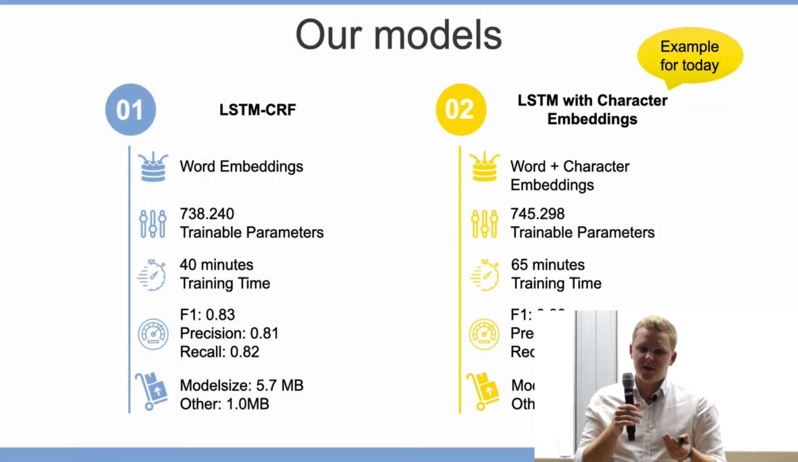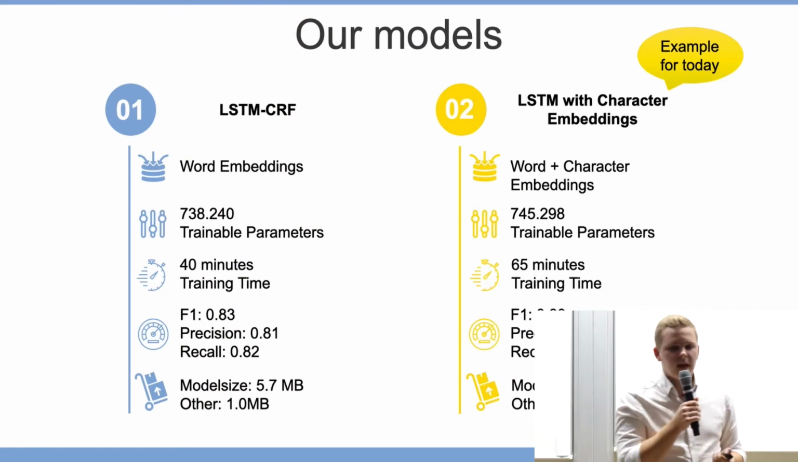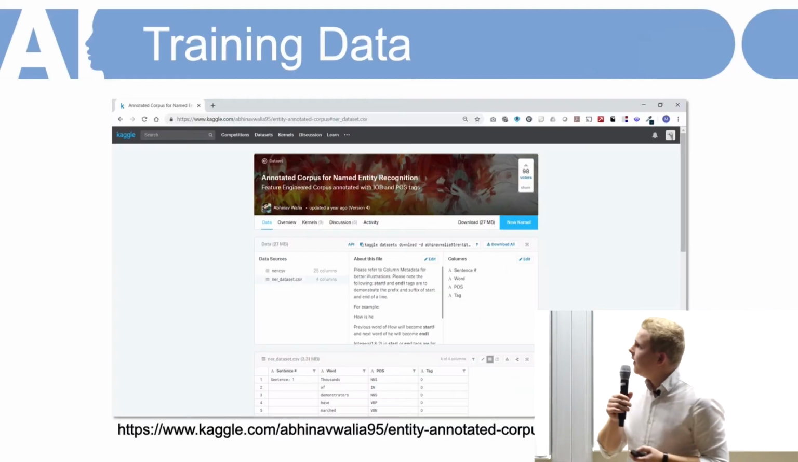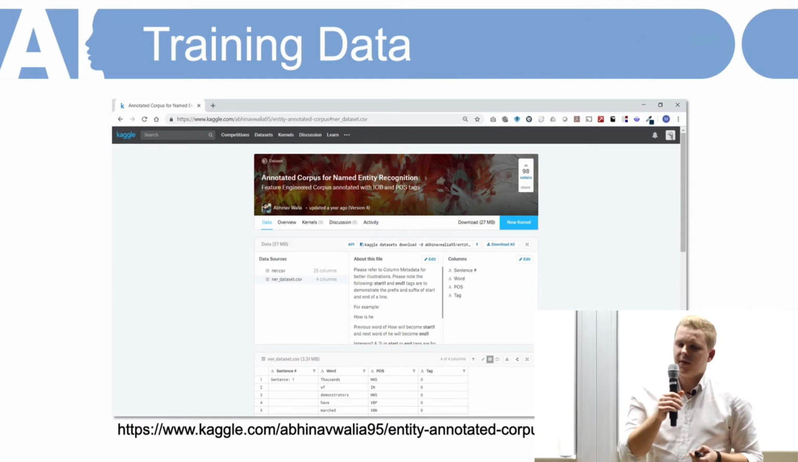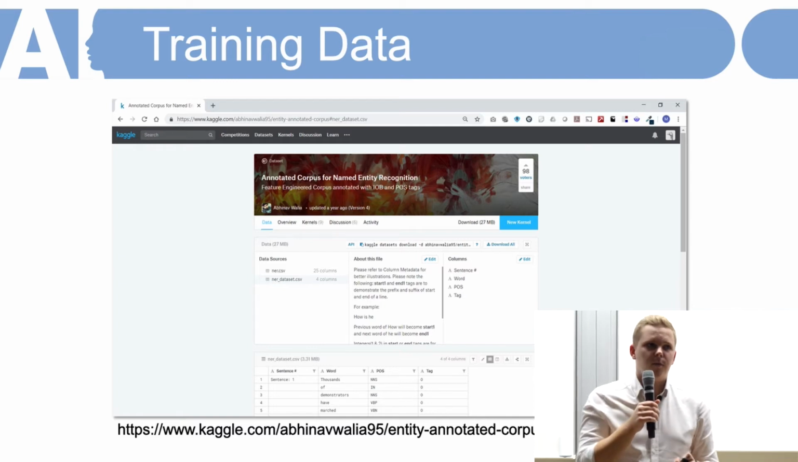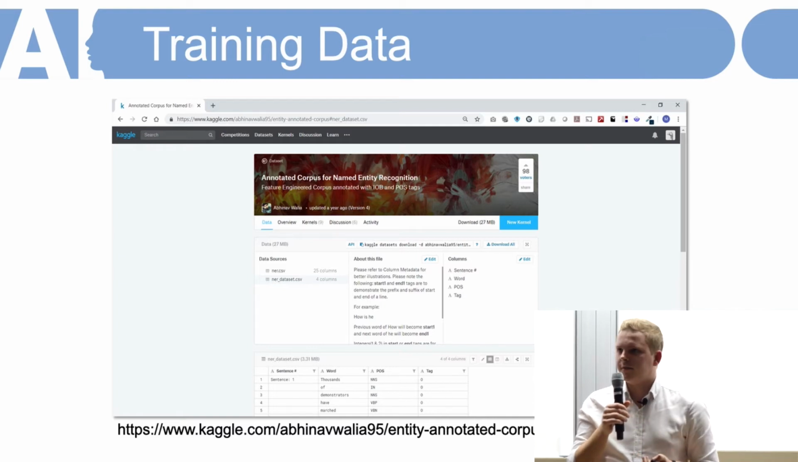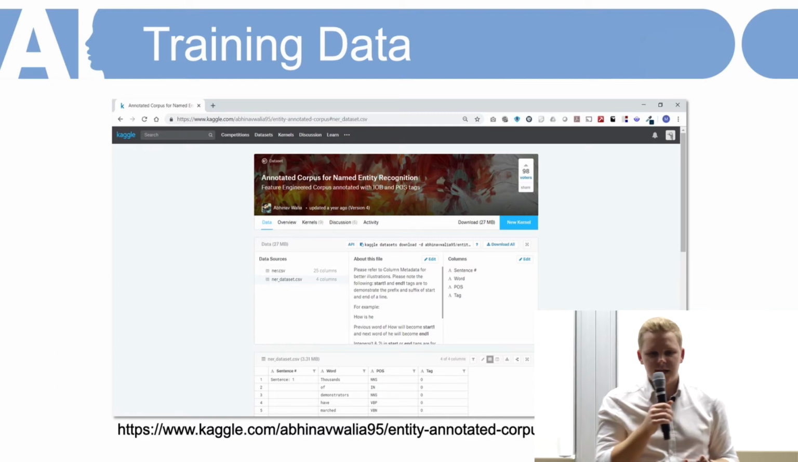So for today, my example is LSTM with character embeddings. LSTM is long short-term memory. It's, I would say, the de facto standard in NLP tasks, especially if you talk about entity recognition. I took data from Kaggle actually, so of course we need some training data to create our neural networks. So if everyone wants to follow what I do, everything's available for free on the internet. In this case, it's Kaggle.